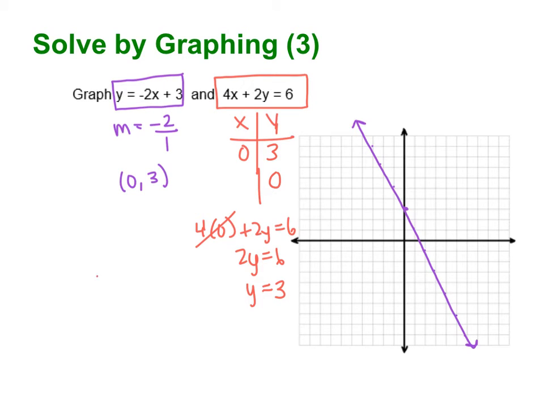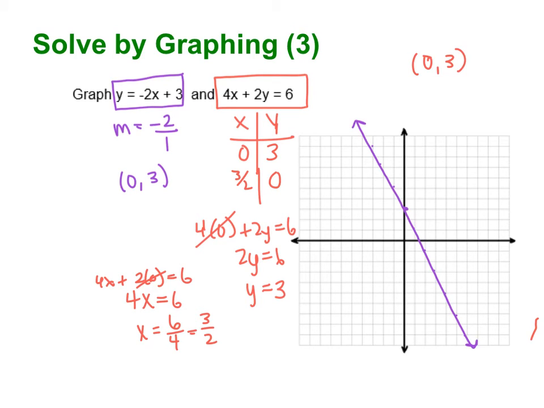So 4x plus 2 times 0 equals 6. Remember that 2 times 0 cancels, so we have 4x equals 6. Divide both sides by 4, and x equals 6 over 4, which reduces to 3 over 2. So 3 over 2. So I'm going to rewrite these over here. The points that we're going to plot are 0, 3, and then 3 halves, 0.